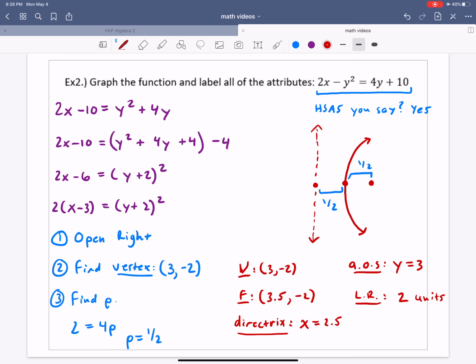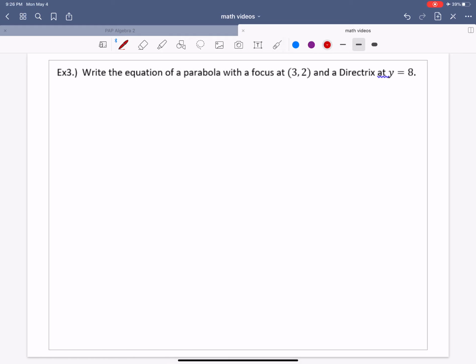So hopefully example 1 and example 2 brought some of those formulas that we talked about earlier to life a little bit. There's really not as much to remember maybe as you were worried about. We have 2 problems left. We're almost there. Example 3.